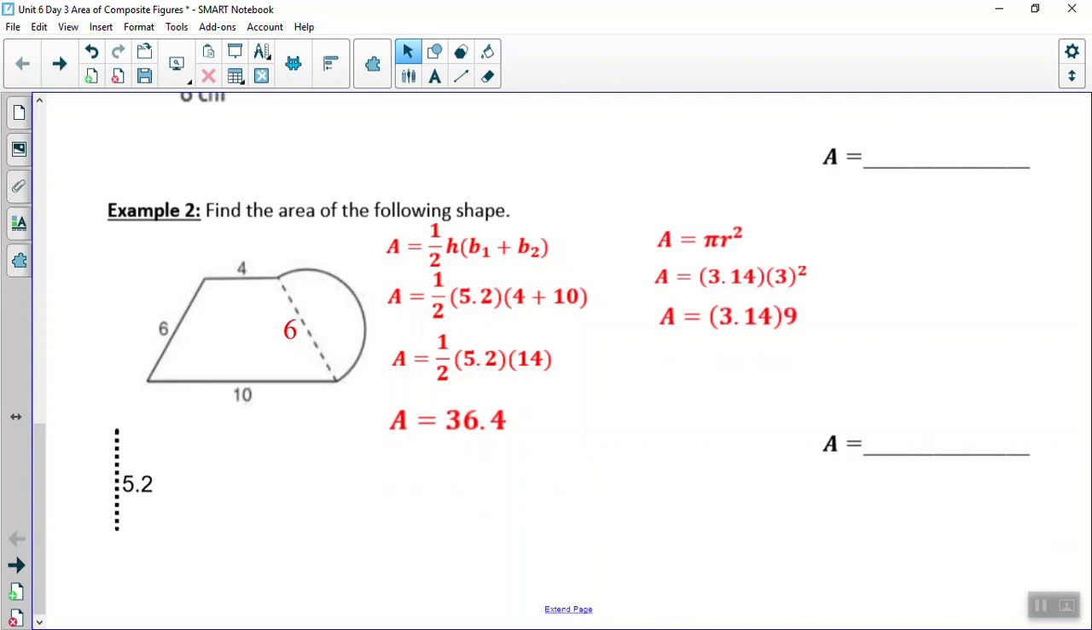Substitute my values in, evaluate the exponent, and then I can finally multiply those together. Alright, now remember though, this is half of a circle. So we actually need to take this, divide it by 2. So the actual area of that half circle is 14.13. So now we can take these two values, add those together, and we end up with 50.53. Since they did not provide any units of measure here, we do not have to label our answer with any unit of measure.